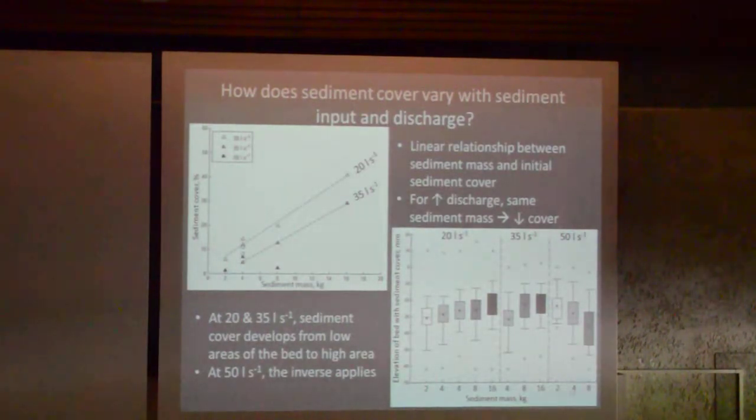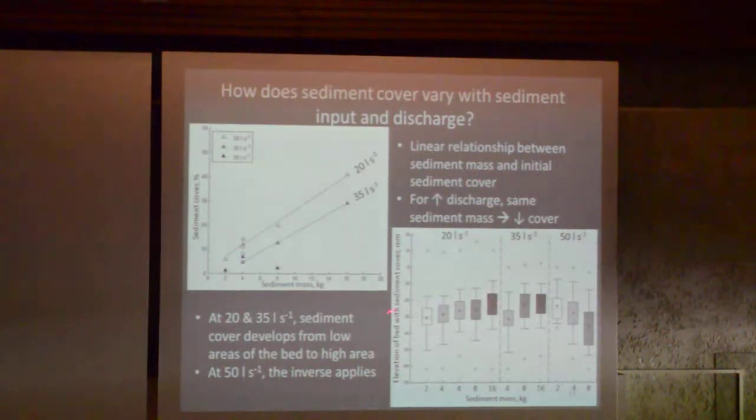The question then is, where did this sediment cover develop in the bed? We started with the idea that maybe the sediment just fills in from the lowest elevations of the bed and fills upwards. If cover is purely gravity driven, you might expect that. This box plot shows sediment mass on this axis for the 3 different discharges, and the elevation of parts of the bed covered with sediment during those experiments. When we put the smallest amount of sediment in, the elevations are quite low. If we put more sediment in, progressively higher areas of the bed become covered.